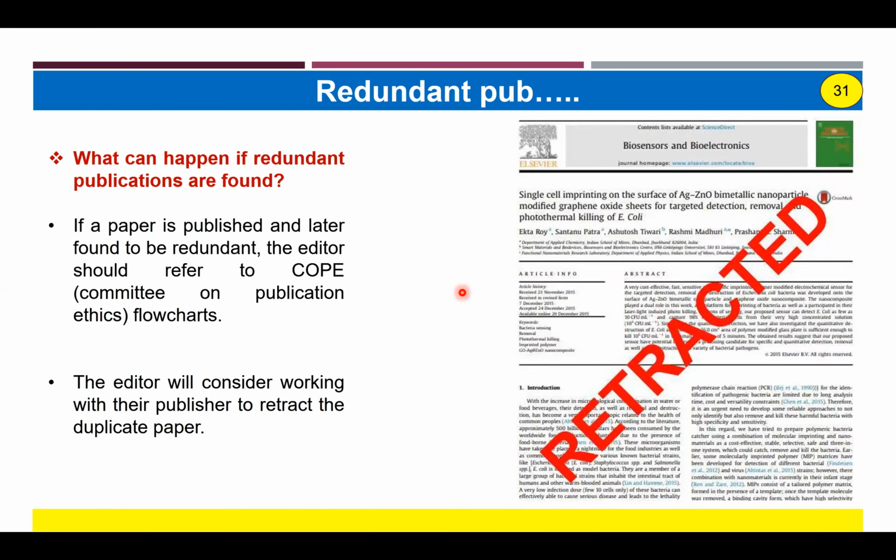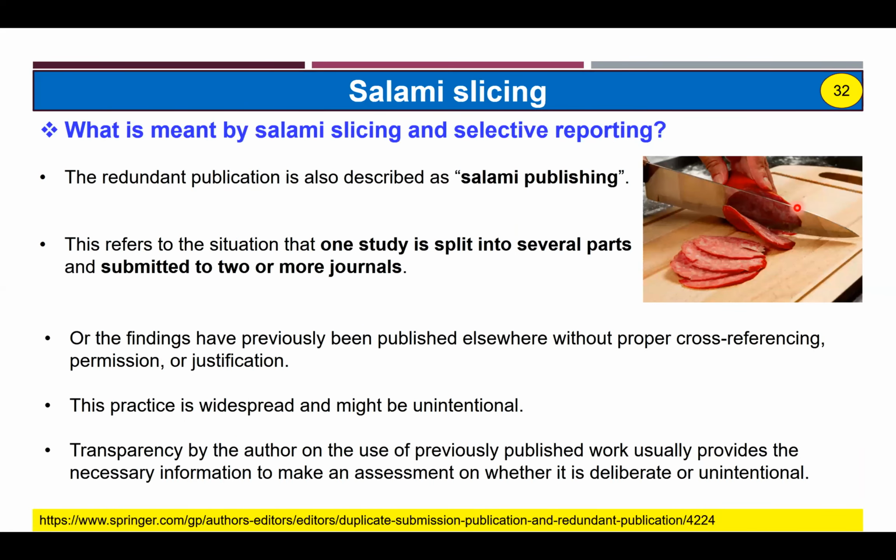There is a combined committee that contains the librarian as well as the reviewers. Okay, and then the editor will consider working with their publisher to retract the duplicate publication. Your paper will be marked as retracted and you will be informed, so they will be punishable. That's a very difficult situation.